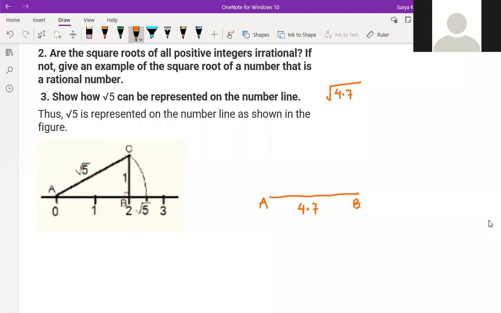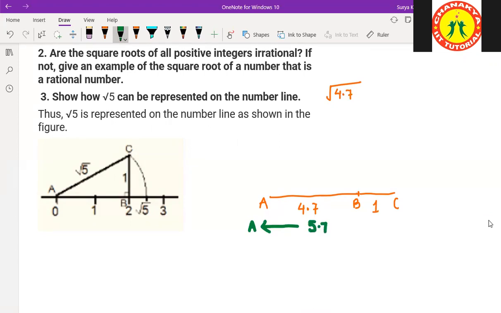Then you extend only 1 centimeter from B to C. Till here, everyone did. All of you do in the notebook. So if you see from A to C, the total distance is 5.7 centimeters from A to C. All of you do till here first.